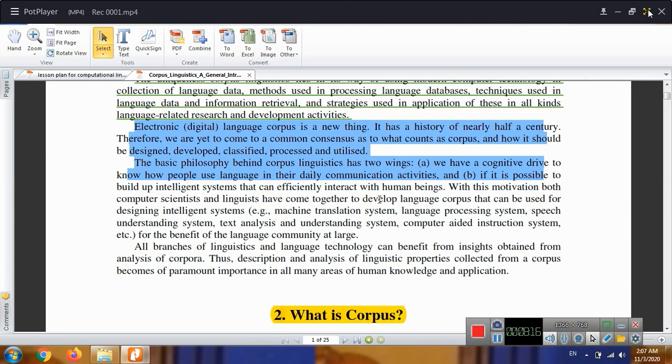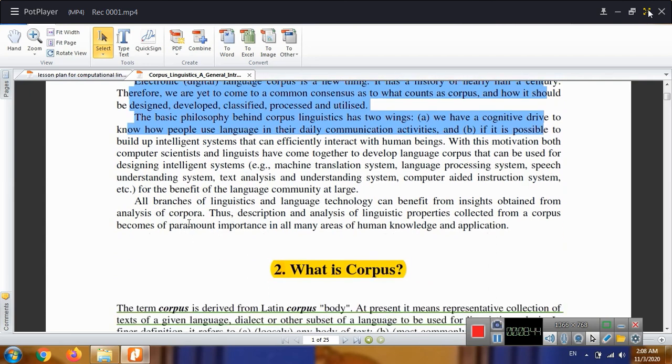With this motivation, both computer scientists and linguists have come together to develop language corpora that can be used for designing intelligent systems like machine translation systems, language processing systems, speech understanding systems, text analysis and understanding systems, and computer-aided instruction systems, for the benefit of the language community at large.